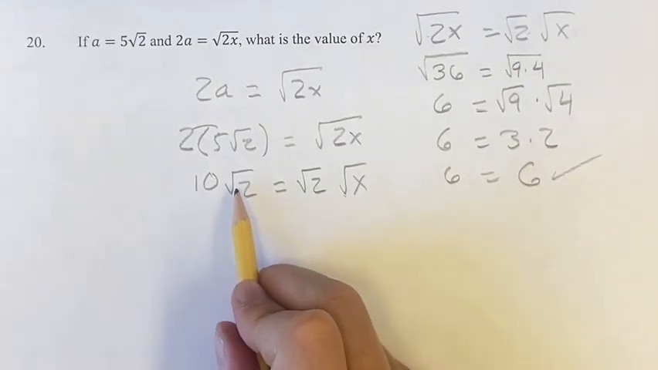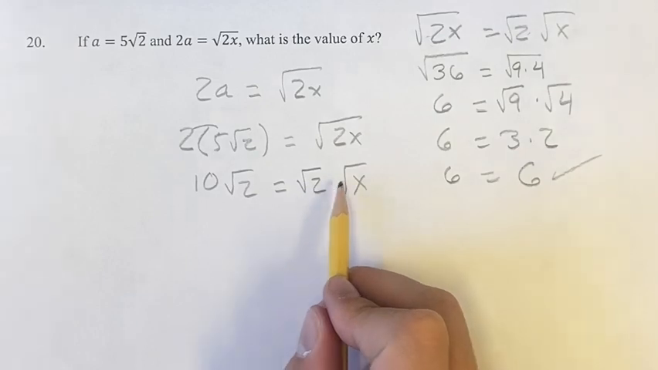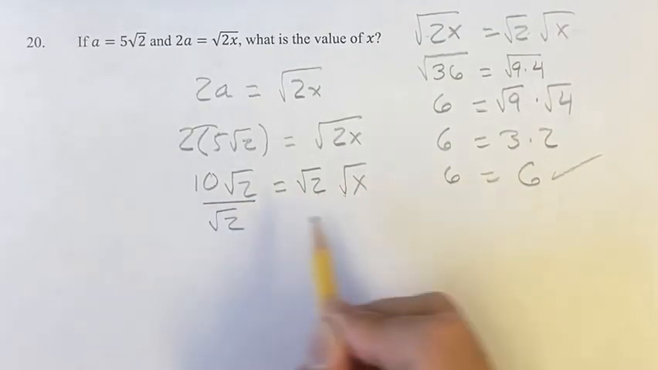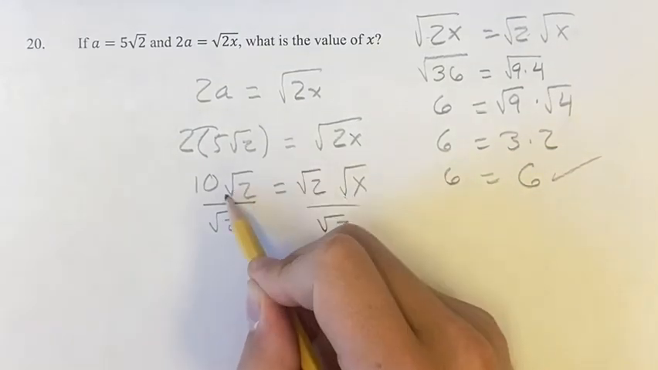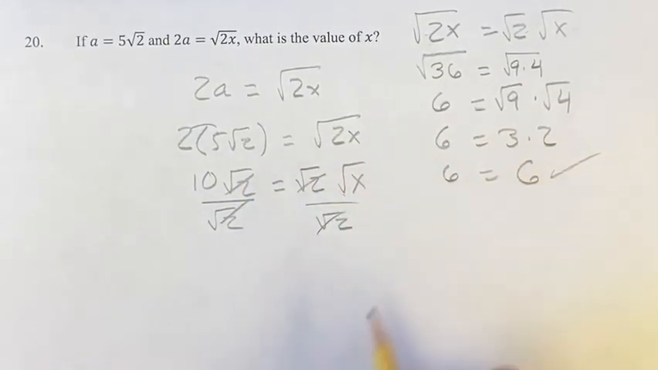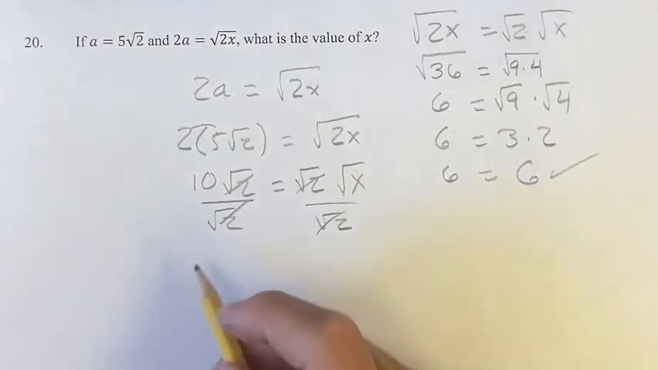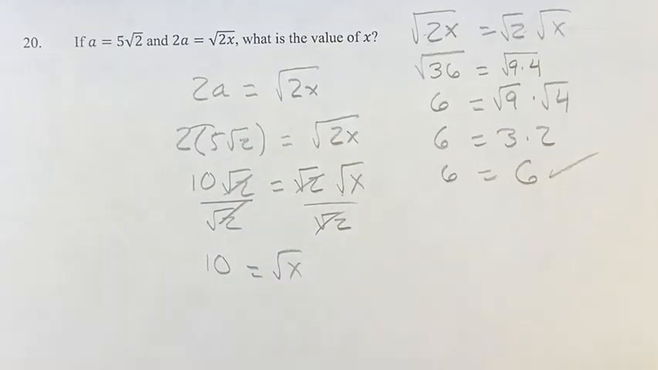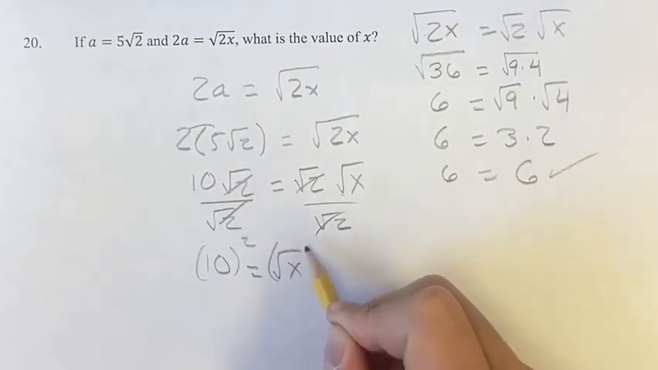So we have 10 root 2 is equal to the square root of 2 times the square root of x. So we divide both sides by the square root of 2. These cancel, so the square root of 2 divided by itself is 1. We get 10 is equal to the square root of x, and we can square both sides.